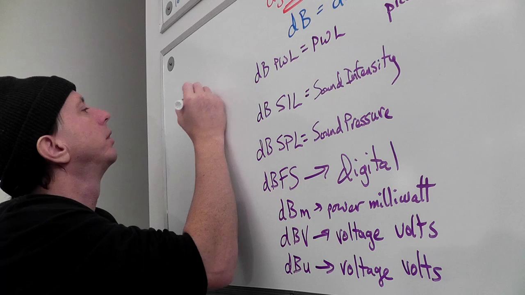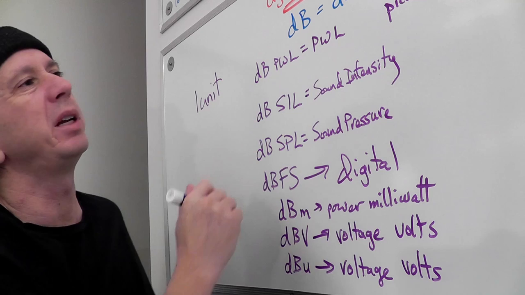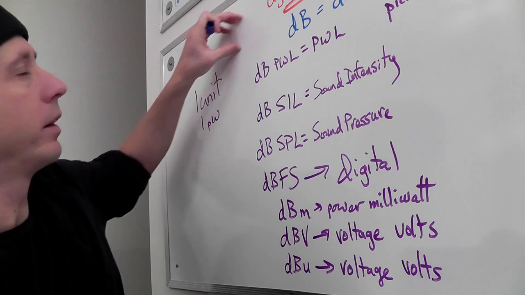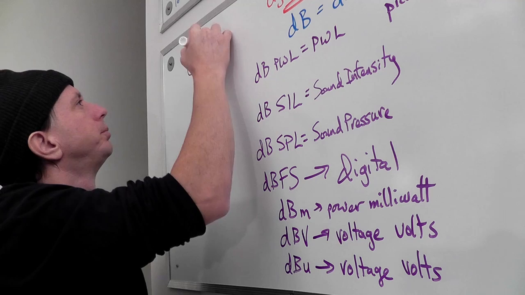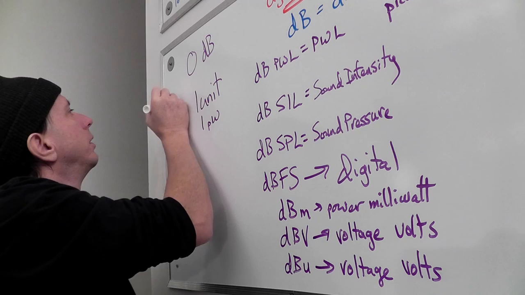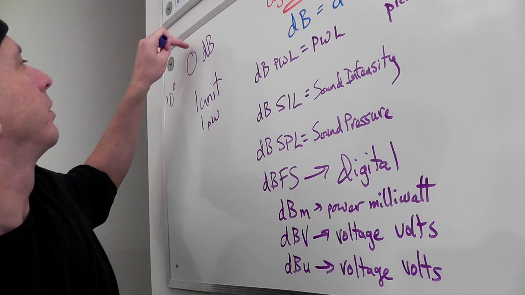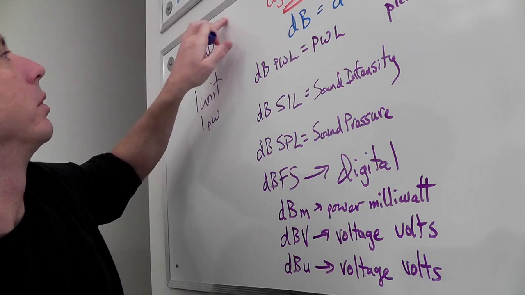So the unit is the picowatt, 1 PW. That translates to 0 decibels of whatever system, because remember, 10 to the 0 equals 1. Okay? And this would actually be written out as 0 decibels PWL, so that we know exactly what's being measured.